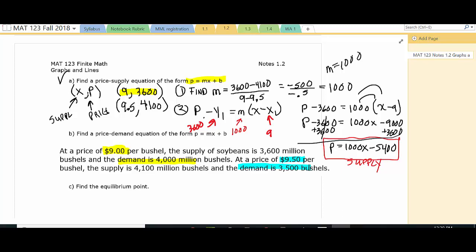Usually one of the lines slopes up and the other one slopes down. And remember the slope formula, you subtract the y's. So you go this minus this over this minus this. That's the slope formula. Okay, you want to make sure you get that negative 1,000, and then the next stage is, can you do the point slope formula?